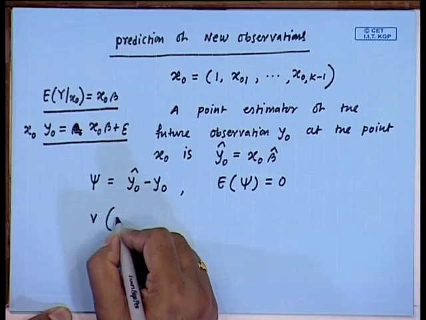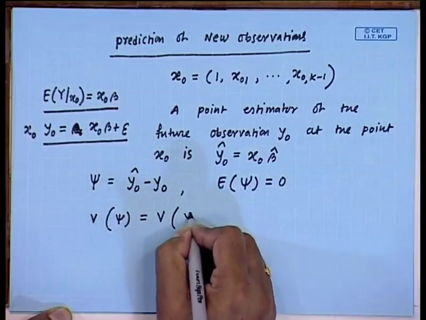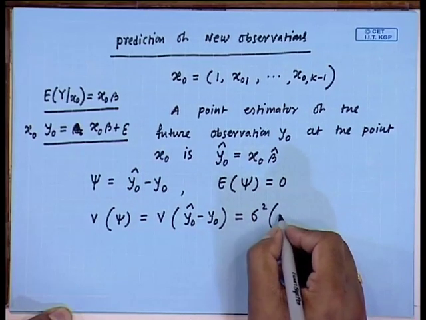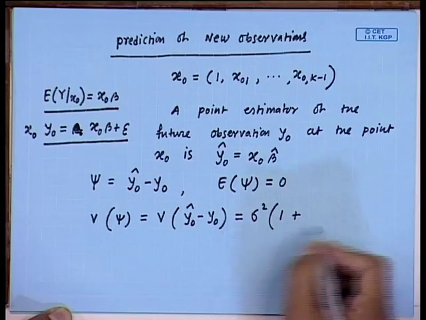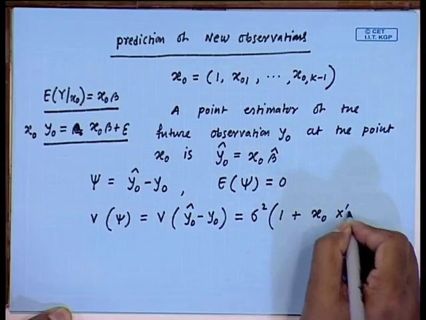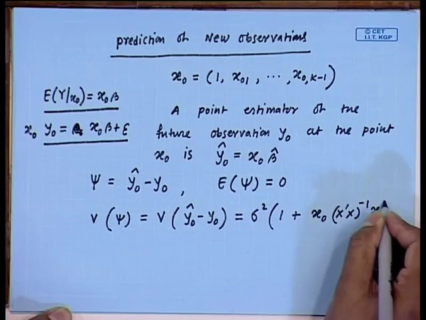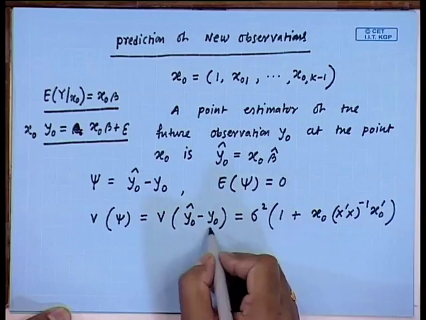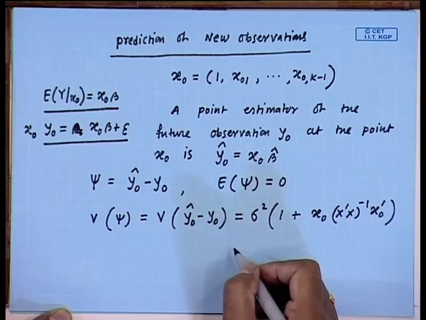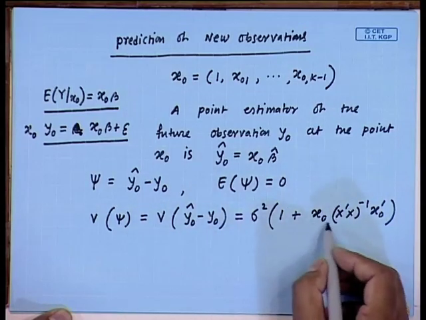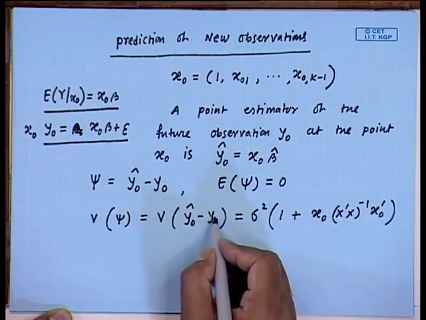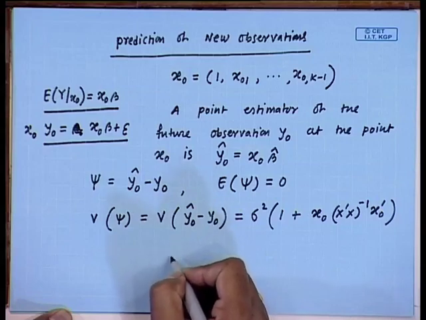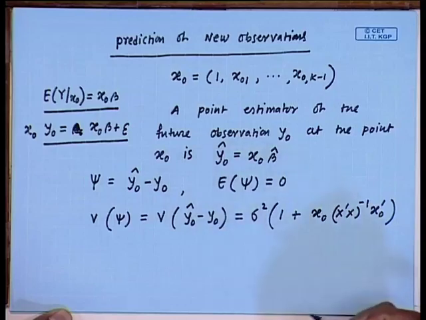The variance of psi is equal to the variance of y naught hat minus y naught, which is equal to sigma square times 1 plus x naught (X prime X) inverse x naught prime. Let me explain. The first term, sigma square, is the variance of y naught, and the second term is the variance of y naught hat. We know why it is so, and these two are independent because y naught is a new observation, while y naught hat consists of the previous given observations y1, y2, ... yn, and this one is an independent, future observation.